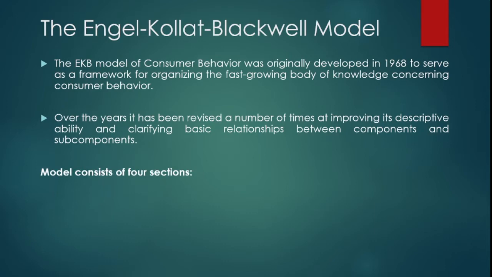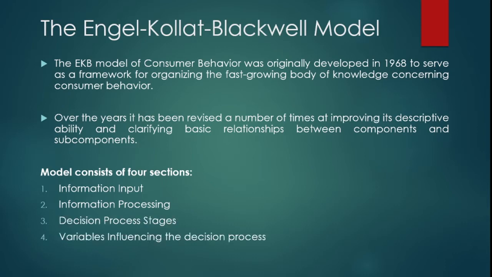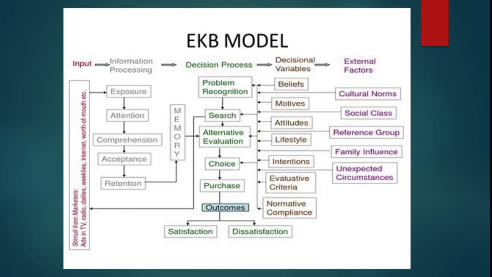The EKB model consists of four sections, namely information input, information processing, decision process stages, and the last one includes the variables which influence the decision process. The decision process starts when the consumer recognizes an unfulfilled or partially fulfilled need. So this is how the EKB model looks. It starts with the input, the information is processed, and next the decision is processed here. It has certain variables which influence the decision making, and there are certain external factors which affect the decision making process.